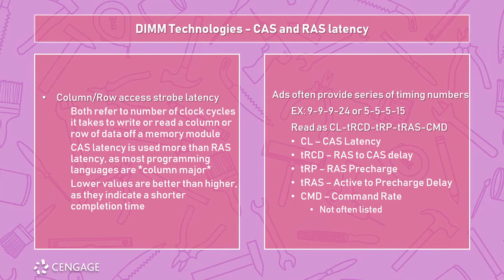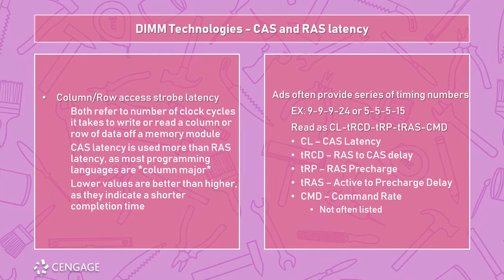Advertising will often provide a series of timing numbers to identify the overall speed of the RAM stick, like 9-9-9-24 or 5-5-5-15. This is going to give you what we call the CAS latency first, the CL, and then you'll see the RAS to CAS delay. You'll see the RAS precharge and the active to precharge delay. The TRAS, the very last number in a 4-sequence code, tends to be the one that most people pay attention to because that is the largest number.